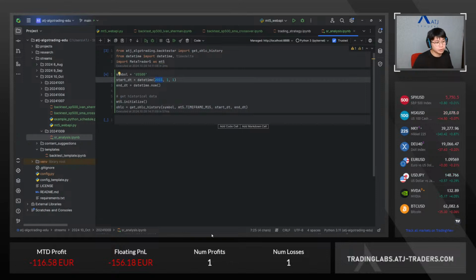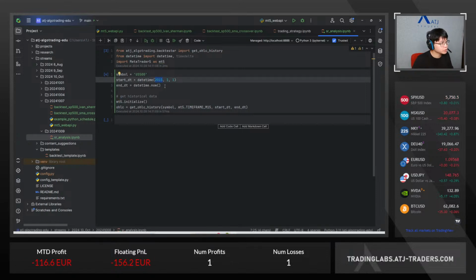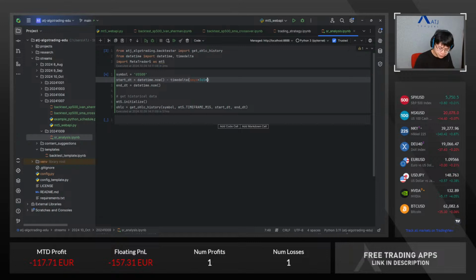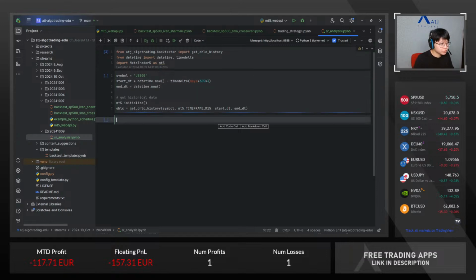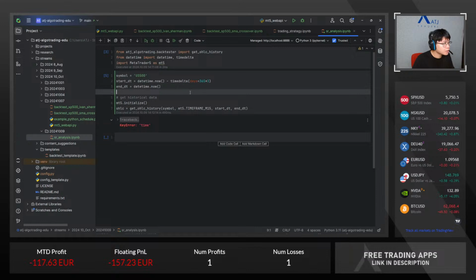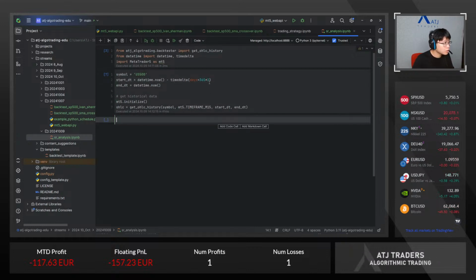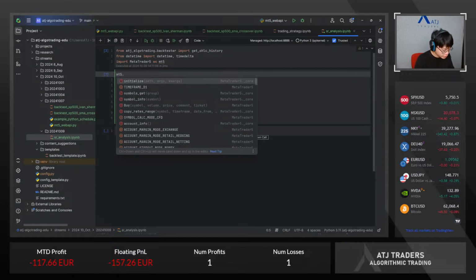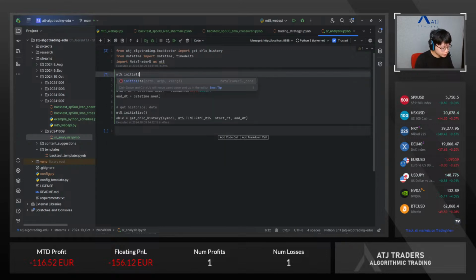And let's export data for the past 3 years. So we can do datetime dot now minus time delta, and let's do days equal to 365 times 3. So we are now running a backtest for the past 3 years, and now let's see. Okay, maybe we don't have enough. Oh, and of course, stupid me. We have to initialize the platform. That's why I'm not getting any data. So mt5.initialize.